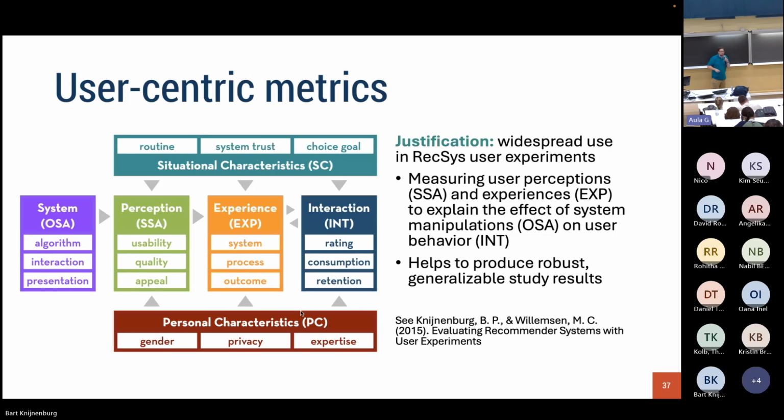And we always link it back to actual interaction, right, to actual user behavior. So this is really nice because it allows you to run these studies, to actually measure these things, and to get robust, generalizable study results by taking all of these things into account.